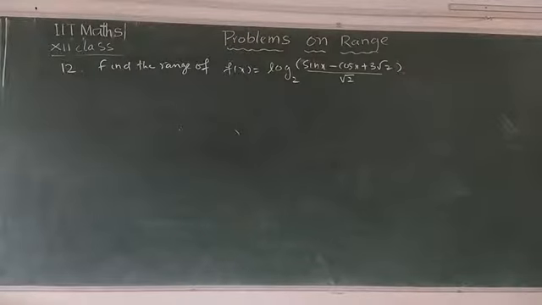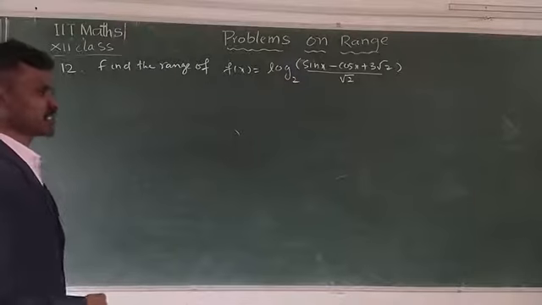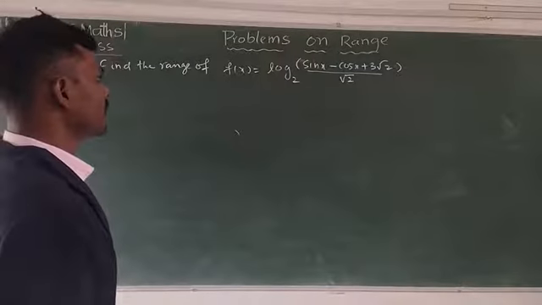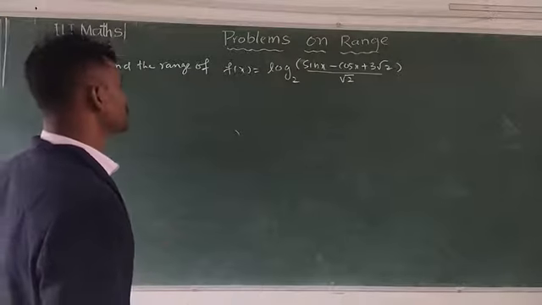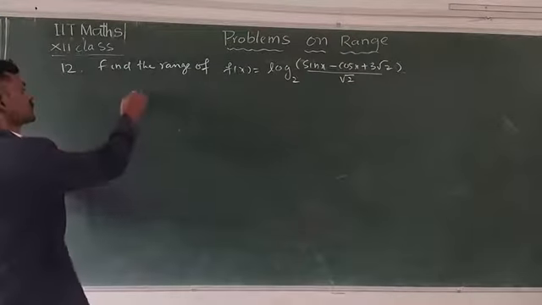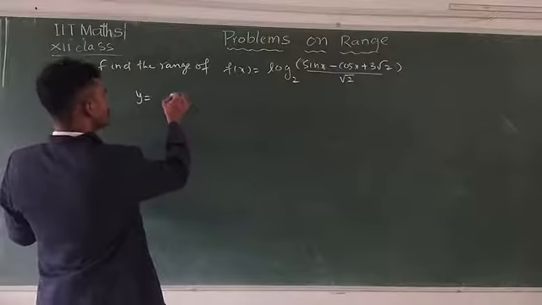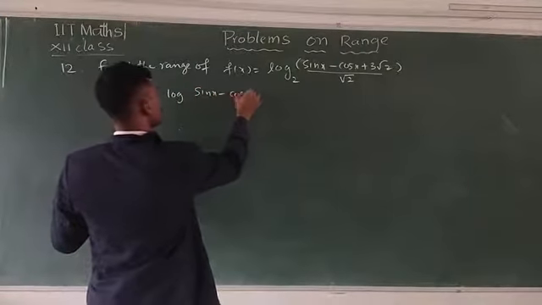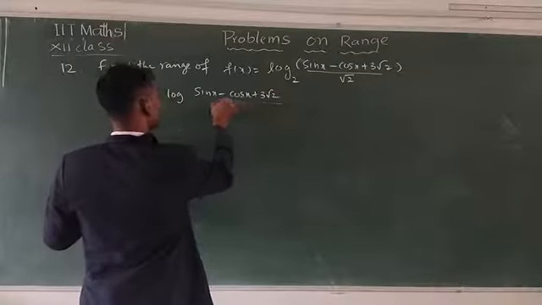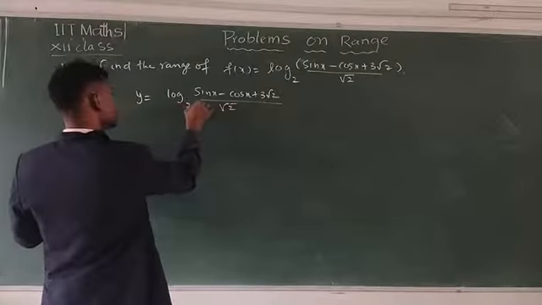Okay, next problem, the 12th one: find the range of f(x) = log base 2 of (sin x - cos x + 3√2)/√2, as given. Now this is y = log base 2 of (sin x - cos x + 3√2)/√2.